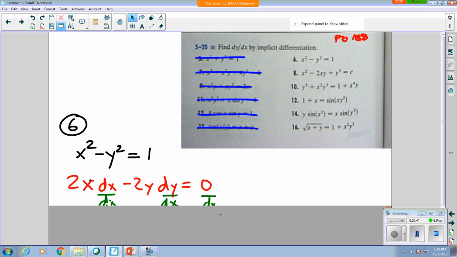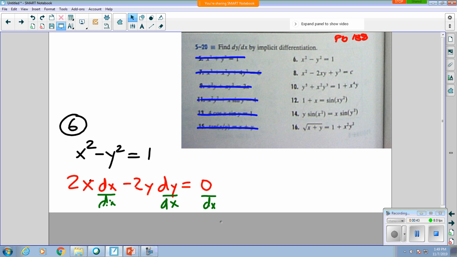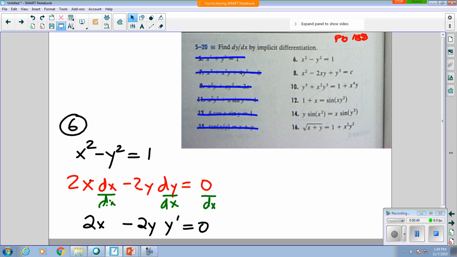But at the same time you're doing that, you're dividing everything by dx, the green. And when you do that, you actually are going to write the black as our goal as we practice. So when you see x squared, you're going to write 2x. When you see negative y squared, you're going to write negative 2y y prime. And derivative of 1 is still 0.